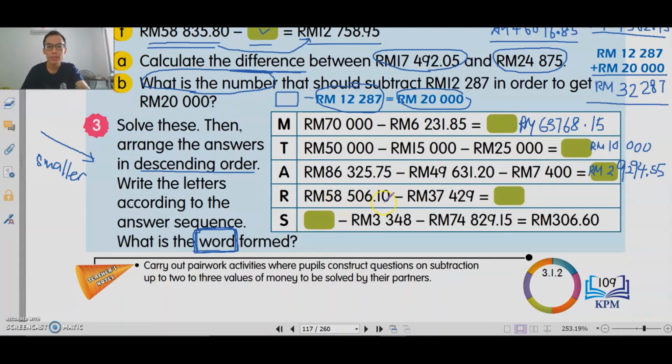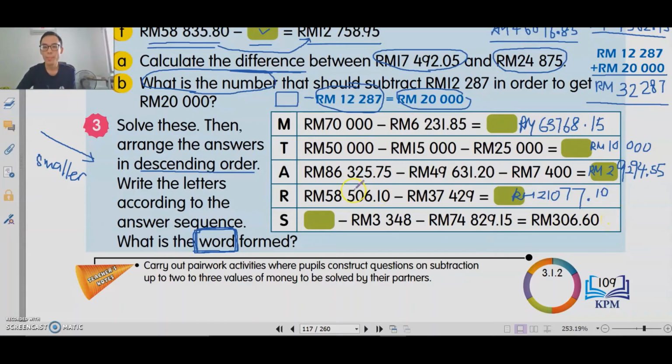Okay, next one, 58,506 ringgit and 10 cents minus 37,429 ringgit. Okay, you get 21,077 ringgit and 10 cents.